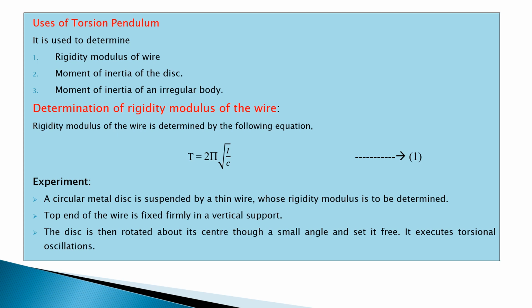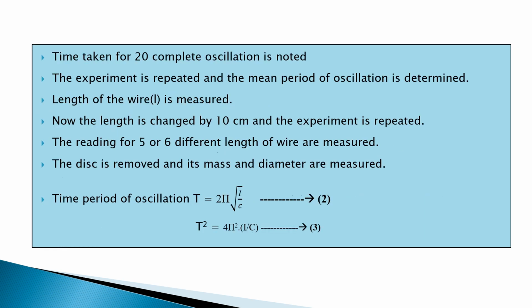So far we have determined the time period of oscillation for a torsional pendulum. Now we are going to derive the rigidity modulus of the wire. Let us see how we are going to find it. First, take the time period of oscillation, T is equal to 2 pi root of I by C. As usual, a circular metal disc is suspended by a thin wire, the wire whose rigidity modulus is to be determined. The top end of the wire is fixed firmly and the disc is rotated by applying a twist, and it is set free. Now it will undergo torsional oscillation.